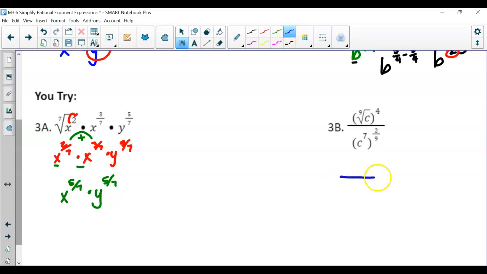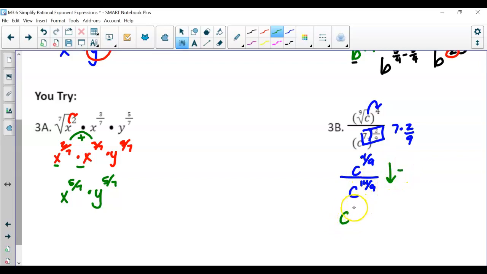So then here up top in the numerator, let's rewrite. So that is c to the 4th power, then over 9, your index of 9. Then in the denominator, you are raising a power to a power, so multiply 7 times 2 ninths. You now have c to the 14 ninths. Now notice bases are the same and we're dividing, so subtract the exponents, right?